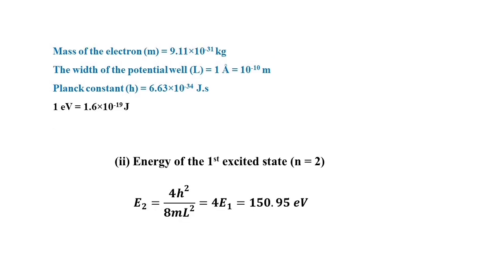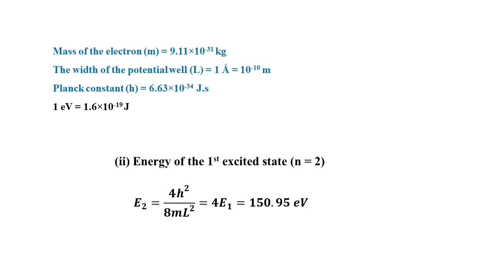The second part of the problem, that is the energy of the first excited state, can also be obtained using the formula of energy E = n²h²/8mL². Now we have to use n equal to 2 for the first excited state. But keep in mind that in case of the potential well problem, we already know that the energy of the second state, that is E2, is 4 times the energy of the ground state, that is E1. E2 is equal to 4 E1.